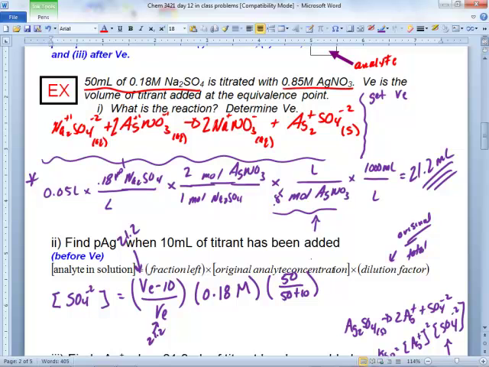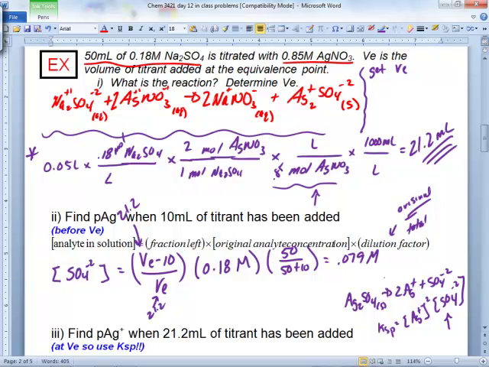Oh man, we got to do some math here. 21.2 minus 10. Did you get 0.079 about? Oh, good, thank you. Okay, 0.079 big M.